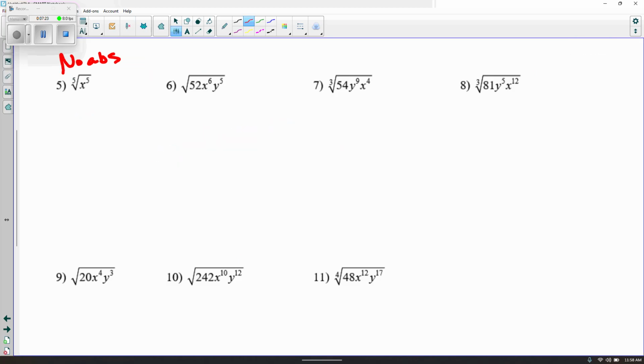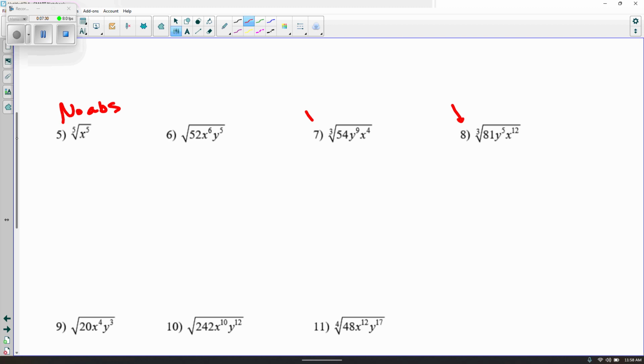What about 7 and 8? Abs or no abs? These would be no abs. I mean, no absolute value. So these would not require it. This one, maybe. Okay, does it make sense?